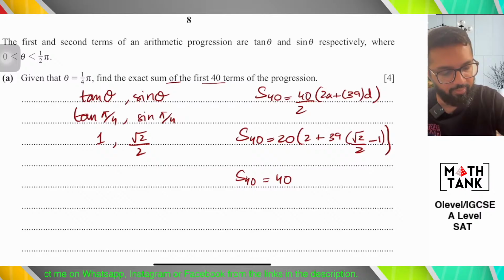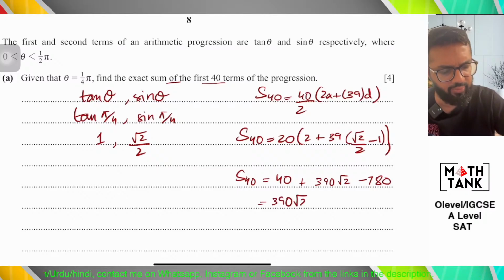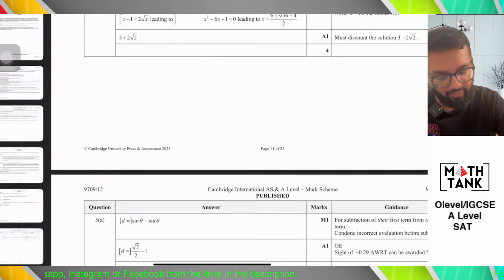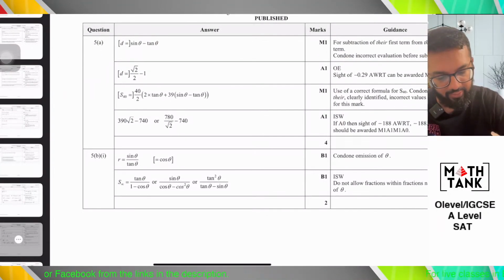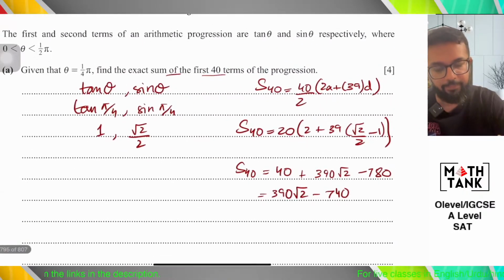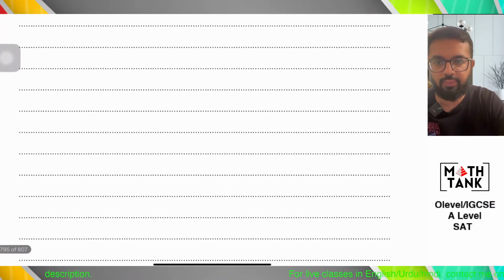40 plus 390 root 2 over root 2 minus 390 root. And this is a little awkward for me because, okay, that should be the correct answer.